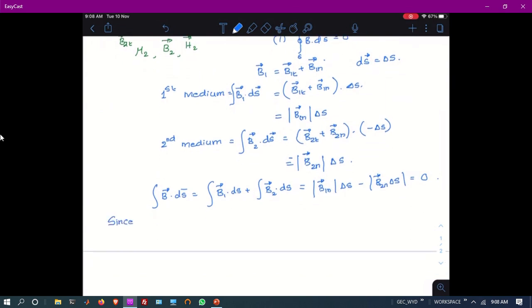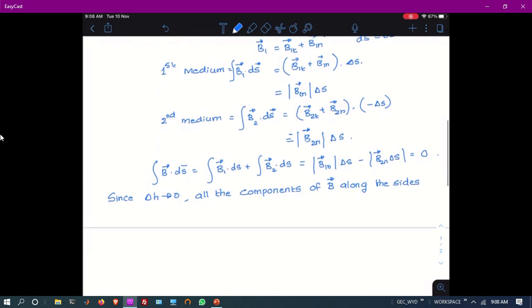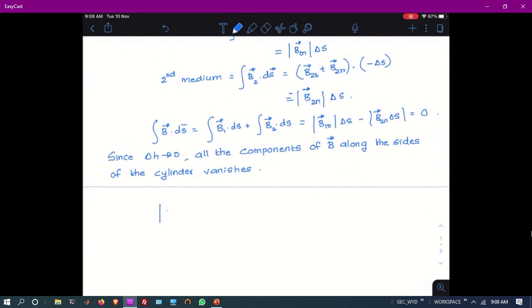Now since delta h tends to 0, all the components of B along the sides of the cylinder vanish. Okay, so I can write the boundary condition as: the magnitude of the normal components of the magnetic flux densities in both the media are continuous. So this is the first relation regarding the normal components of magnetic flux density.